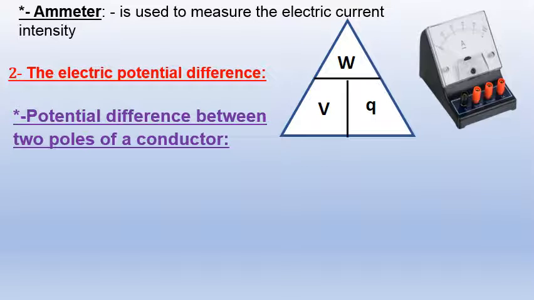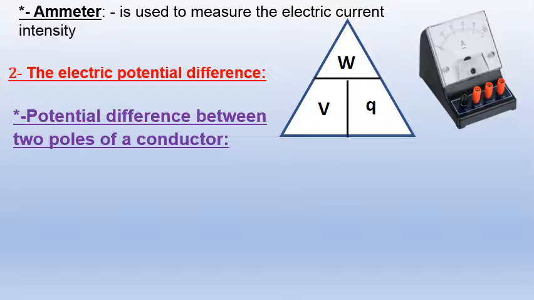Okay? So the transferring of electric charge from one conductor to another, if they are connected together, depends on the potential difference, not on the quantity of electric charge. The electric charge will travel from a conductor that has a high potential difference to the conductor that has low potential difference. Okay?